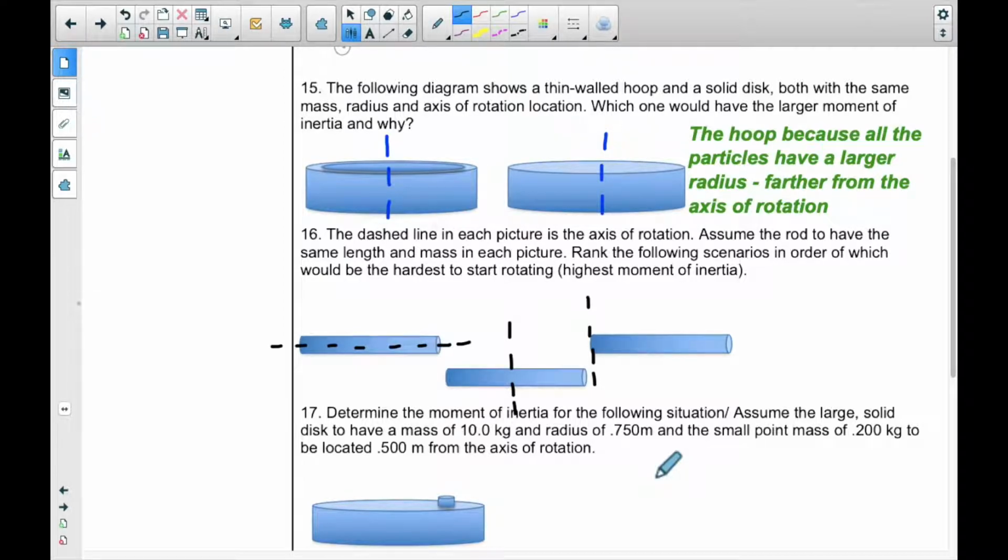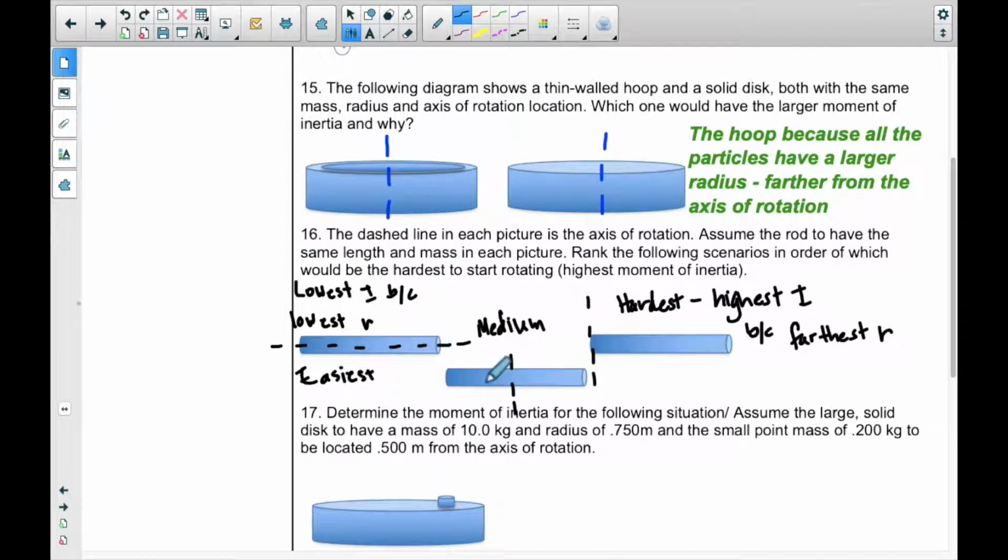Take a minute to decide which one you think is going to be which. All right, let's see what you came up with. This first one should have the lowest moment of inertia, because it has the lowest radius. That means it's the easiest to get going and it's the easiest to stop. This one is going to be the medium because the radius is not as long as this one, but not as small as this one.